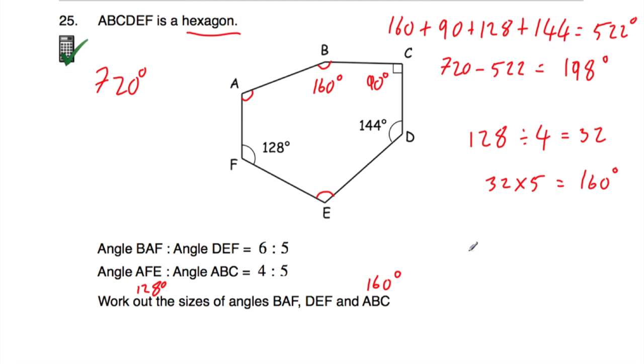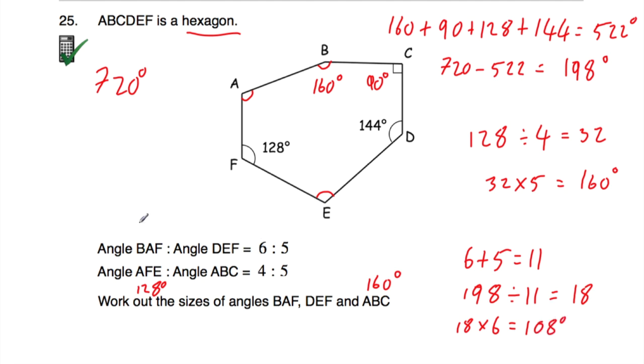So let's add together the numbers in the ratio: 6 plus 5 is equal to 11. Then we take the sum of the angles, the 198 we're sharing, and divide it by the number of parts in the ratio, which is 11. 198 divided by 11 is equal to 18, so that's 18 in one part. Now we just need to times 18 by 6 and 18 by 5 to find the size of these two angles. 18 multiplied by 6 is 108 degrees.